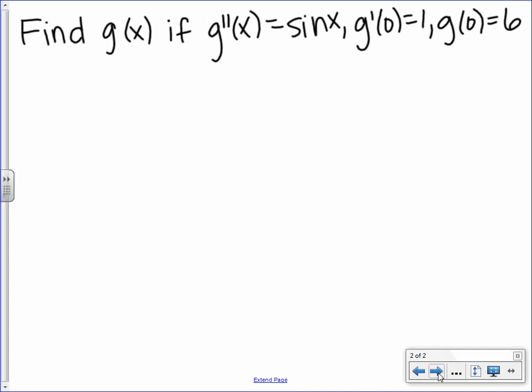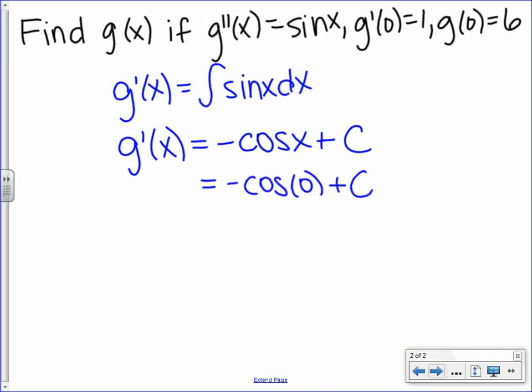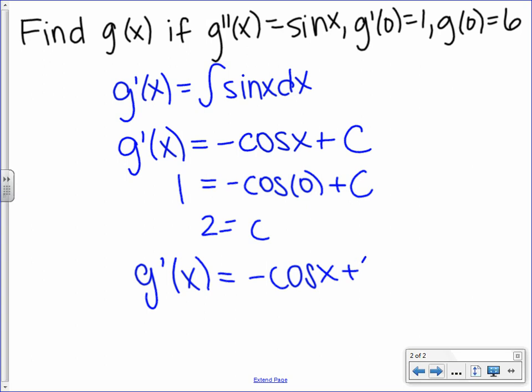If we have the second derivative, then taking the antiderivative would give us our first derivative. So g prime is the antiderivative of sine of x dx, which is what? We need to solve for C. We know that G prime of 0 equals 1. So when we plug in 0, our derivative value is 1. So G prime is negative cosine of x plus 2.